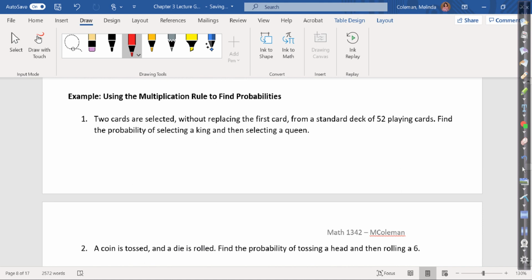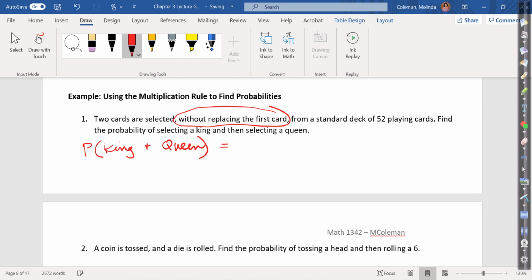Two cards are selected without replacing the first card from a standard deck of 52 playing cards. Find the probability of selecting a king and then selecting a queen. So we are not replacing the first card. So what's the probability that we get a king and then a queen? A king and then a queen.